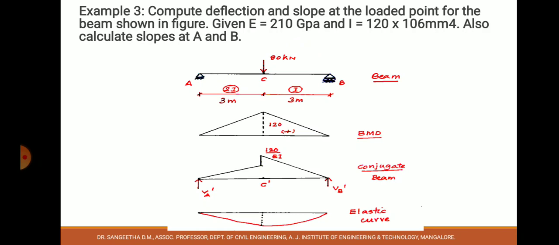Since it is symmetric, the support reactions will be 40 and 40. 40 into 3 is 120. So the bending moment will be 120. First the BMD, then we will make the conjugate beam. Simply supported means the supports remain as they are. VA dash, VB dash, M by EI. So 120 by EI, it becomes 60 here.